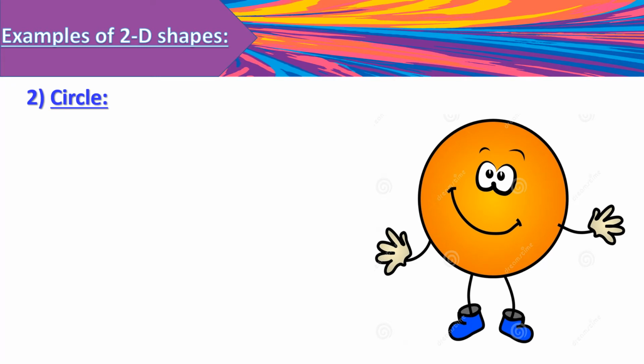The second shape is circle. This is a circle. It has 0 sides, 0 vertices. We said that side is a line segment. Do we have any line segments here in this shape? No, we just have 0, nothing. So it has 0 sides and 0 vertices.